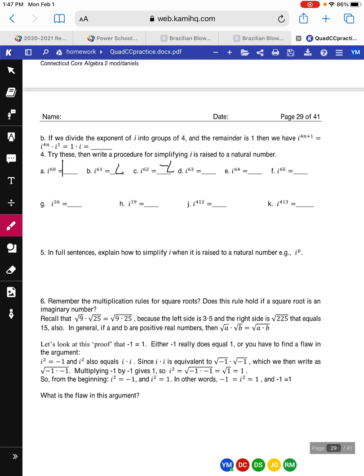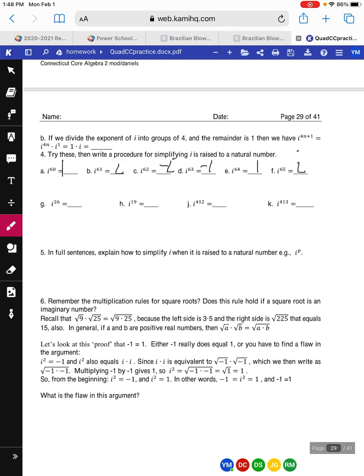This is going to be negative 1. And then it's going to go one more to negative i. And then we're back at 1 because 64 is also a power of 4. 65 would be the next in the pattern, right? So those first few, you should be able to follow the pattern because they start at 60 and then they count one up.